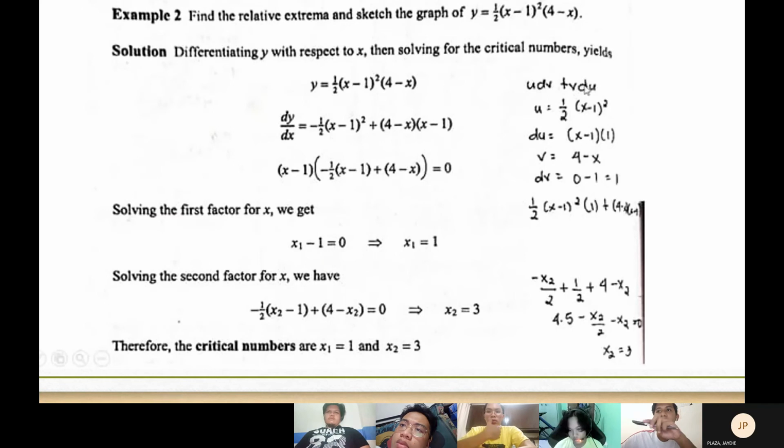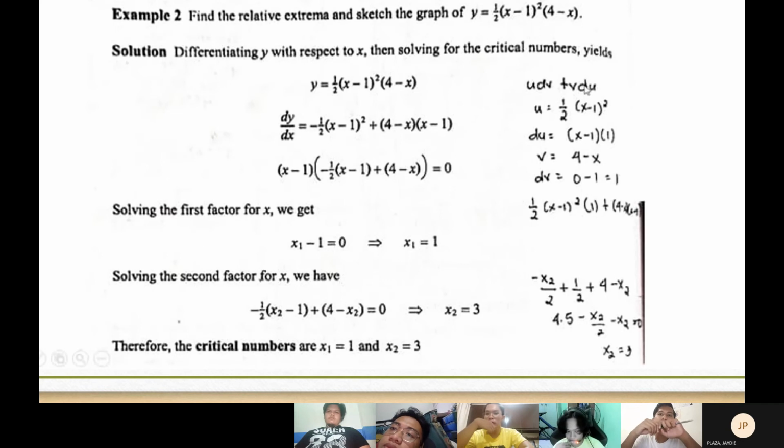Then, u dv, where dv is (x minus 1) raised to 2, plus (4 minus x) times (x minus 1). The next thing Miss did was the x minus 1 first, because that will be our first x. Notice that x is equal to 1. It's just a transpose, which is why the negative 1 became positive.